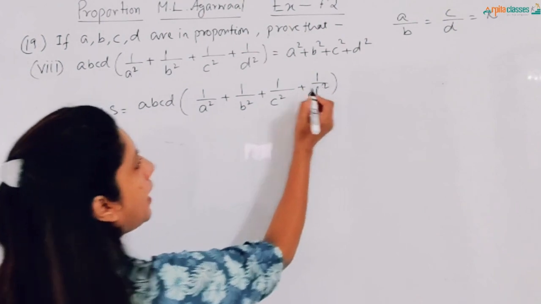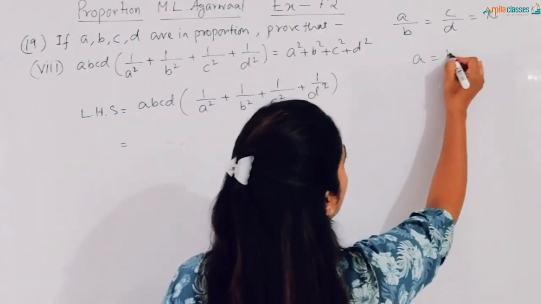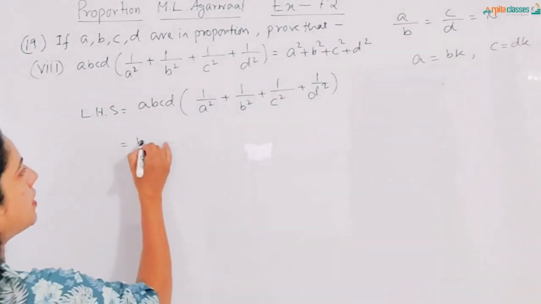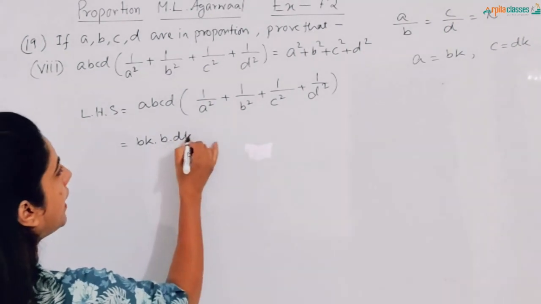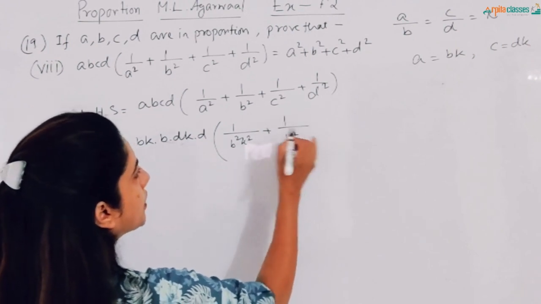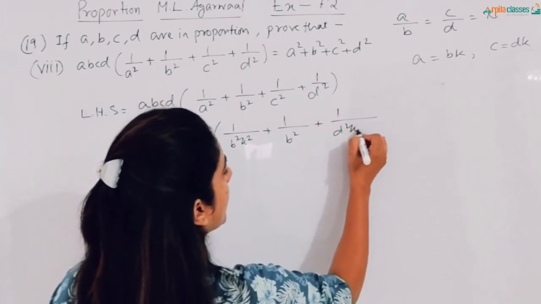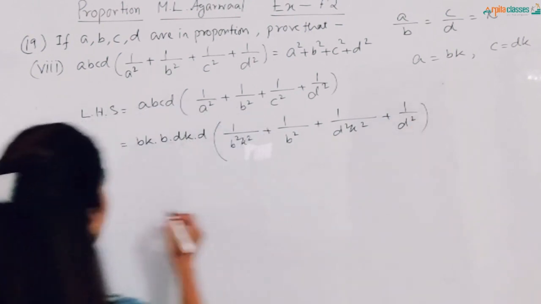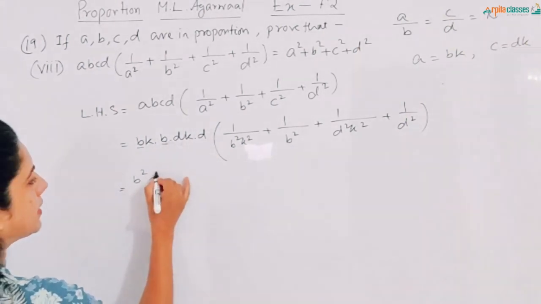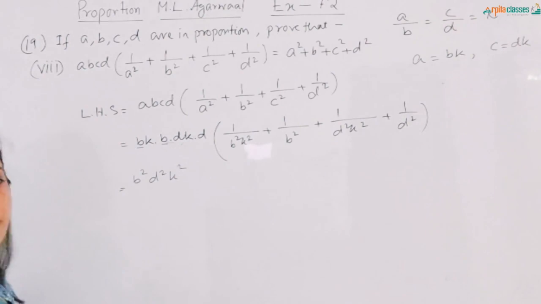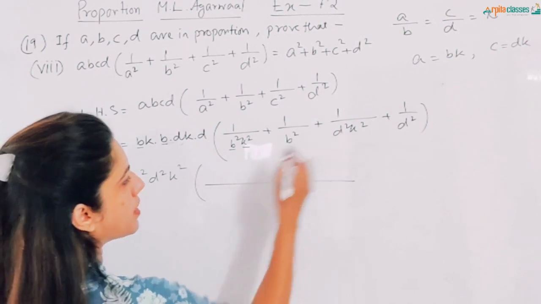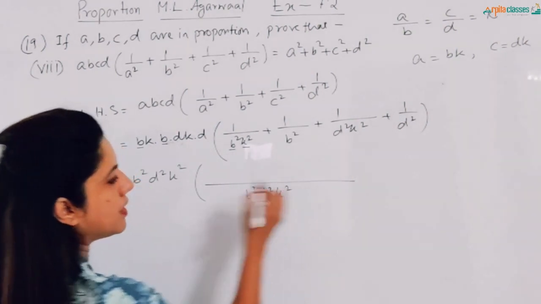Now in place of a I am going to put bk, and in place of c I am going to put dk, right? So in place of a it is bk into b dk into d whole into 1 upon b square k square plus 1 upon b square plus 1 upon d square k square plus 1 upon d square. Now here I am getting b into b, that's b square, and d into d, that's d square, k into k, that's k square. Okay, now here what is the LCM? Here b square is there, k square is there, d square is there. So b square, d square and k square, this is the LCM.